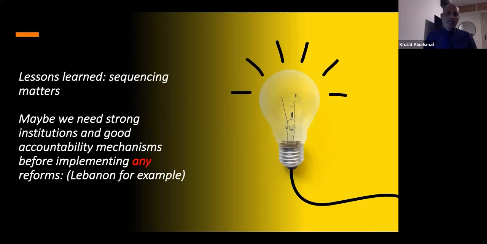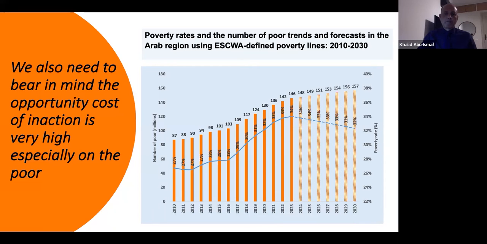And perhaps the best thing that we've learned, especially in the case of Lebanon, where I'm stationed, is that you need to start with institutional reforms. So more important than the direction that a country takes, and it is important, is the institutional gap and filling that. And of course, we have to remember that the opportunity cost of inaction is very high.